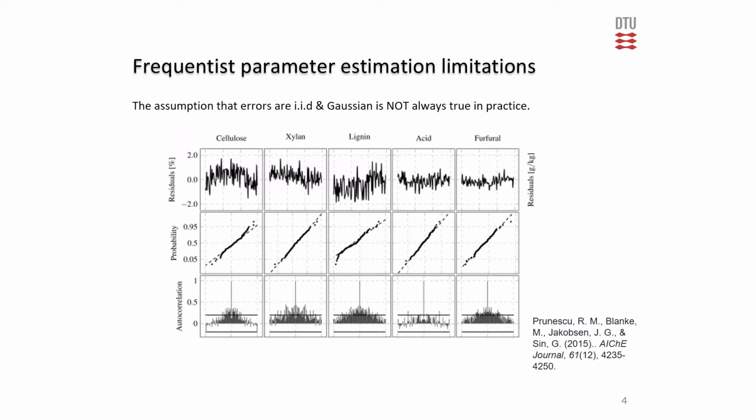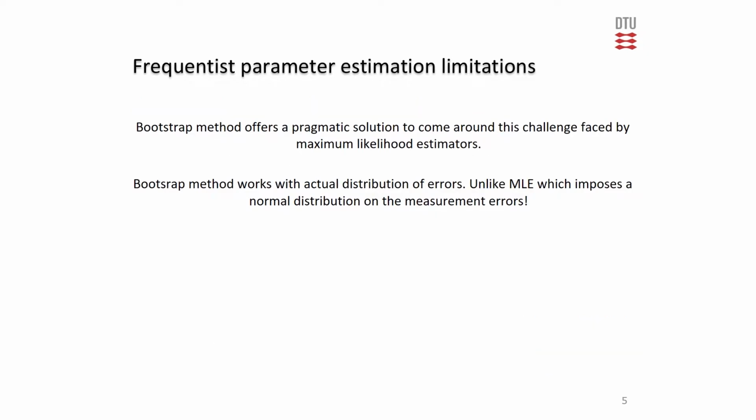For example, in a study from Punescu et al. 2015, where 5 different measurements are used, a residual analysis shows that the residuals for cellulose and lignin deviate significantly from a normal distribution, plots shown in the middle. Also, the autocorrelation plots at the bottom indicate that the errors are not identically and independently distributed, IID. Clearly, in such situations, the frequentist theory is not suitable.